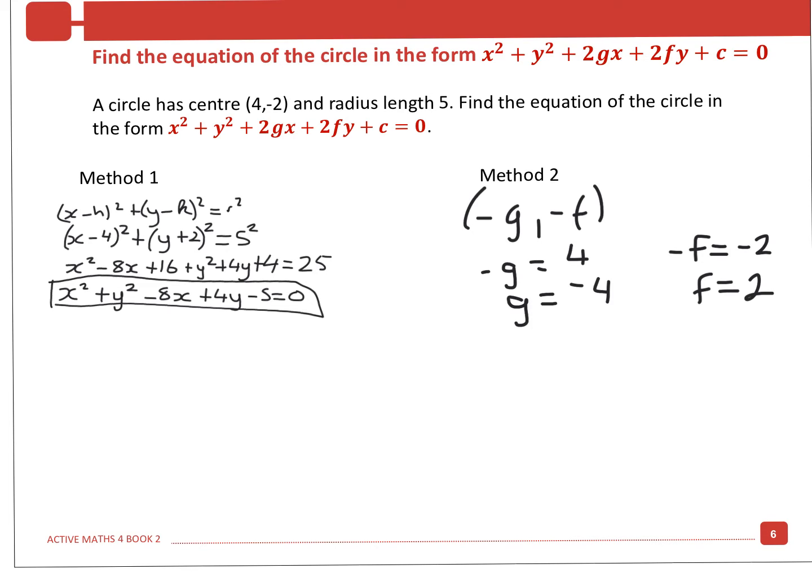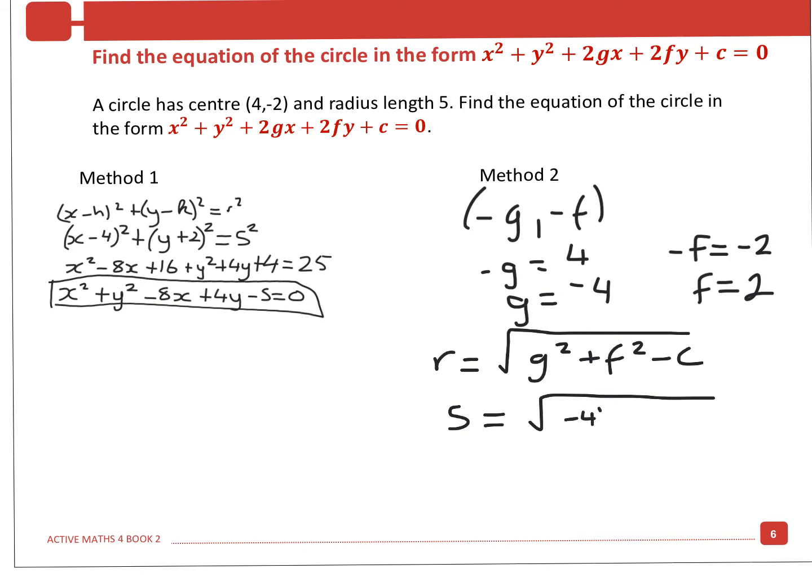If you remember from the previous slide, the radius in this case is equal to the square root of g squared plus f squared minus c. Now we already know our radius, and we know our g and our f as well. So we can say that 5 is equal to the square root of minus 4 squared plus 2 squared minus c.